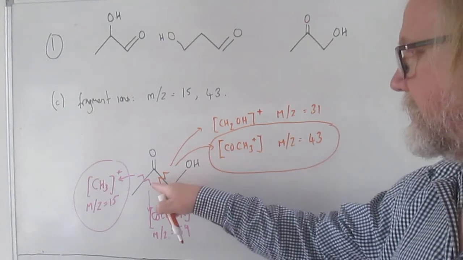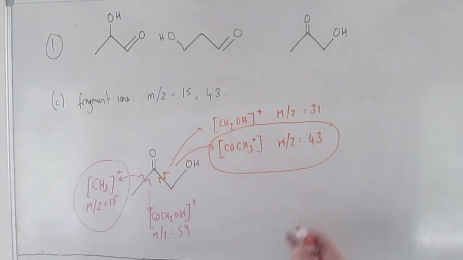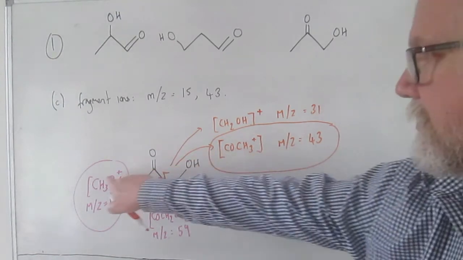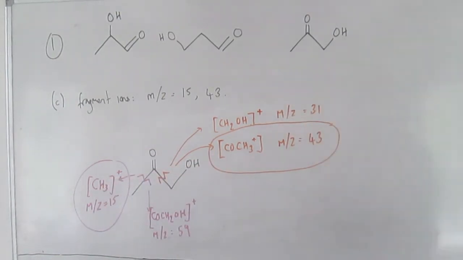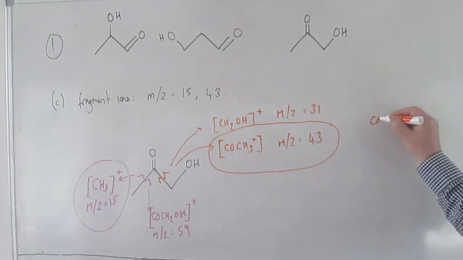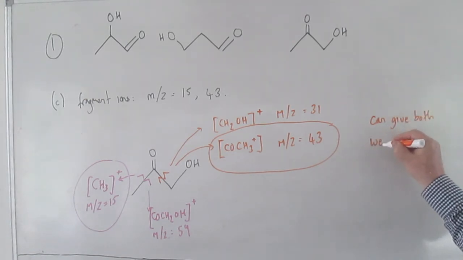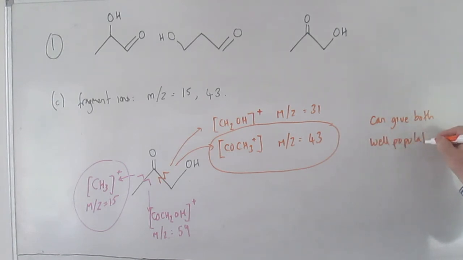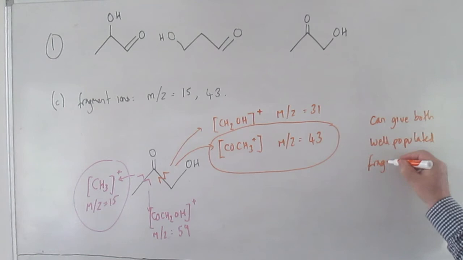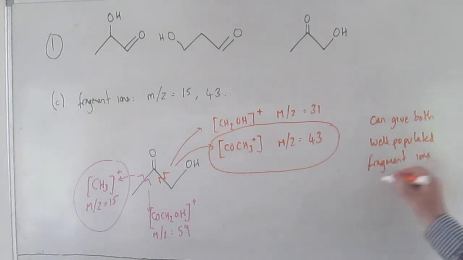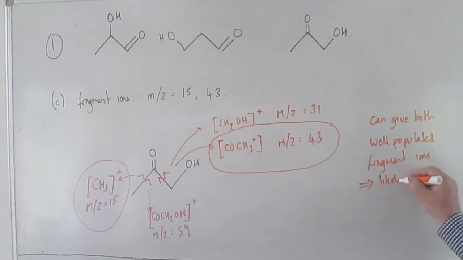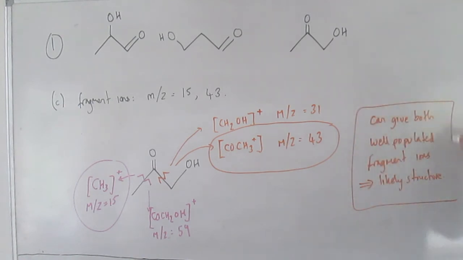So you can see this molecule, if it forms a molecular ion and that then fragments, we could get this ion or that one, and that's what we see as the most populated ones in the spectrum. So this can give both well populated fragment ions, which means that it's the likely structure out of these three. I mean, it doesn't prove that it is the structure if you had no other information, but since we'd already narrowed it down to those three, and it definitely wasn't the other two, it's basically got to be this one.